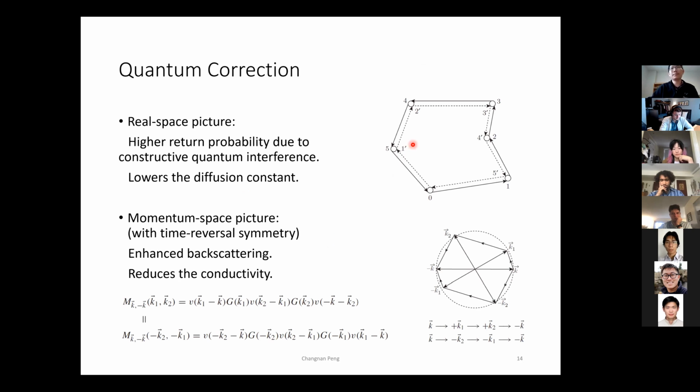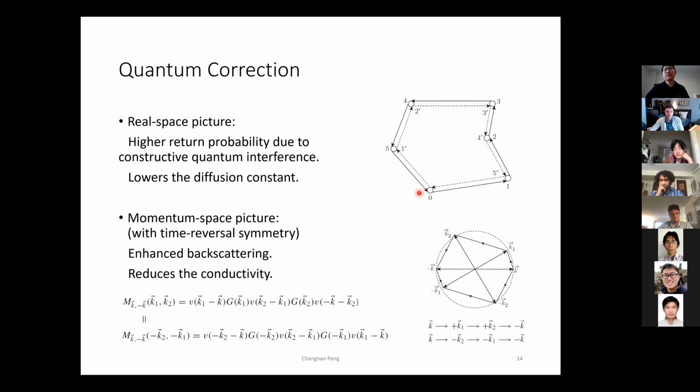So in a real space picture, these are the impurities. We have our path integral description: the amplitude of an electron scattering off these impurities constructively interferes with the amplitude that it goes backwards, scattering off these impurities in this way.